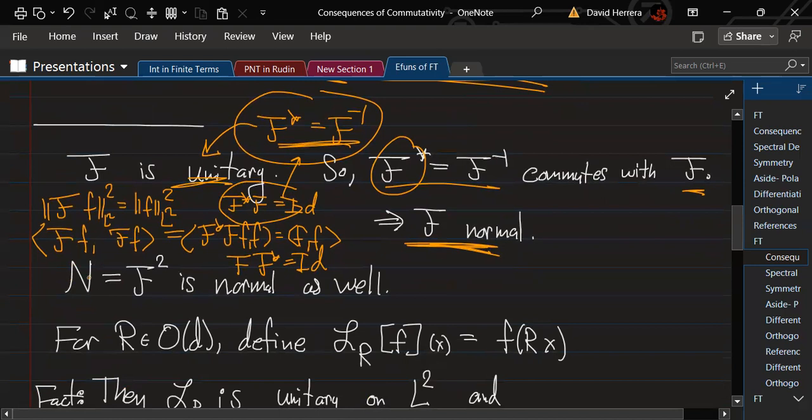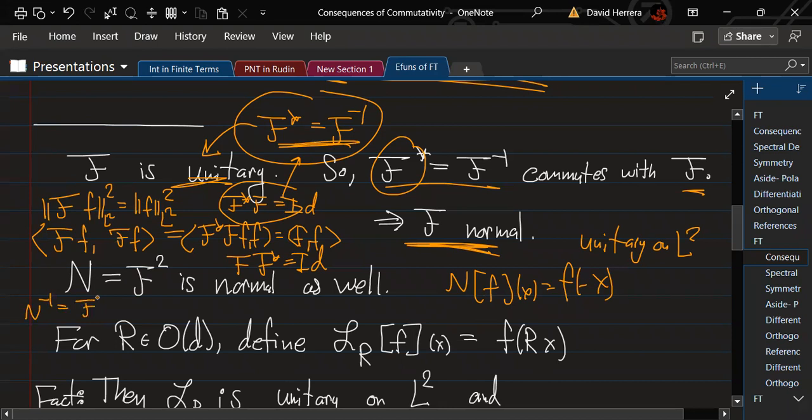And this N operator that we had earlier, which is f of negative x, you can show that this right here is a unitary operator on L2 by doing the change of variables that changes x to negative x when you're calculating the norm of a function. However, you can also show it pretty simply by saying if F is unitary, then F squared is also unitary, because the inverse of N is going to be its adjoint.